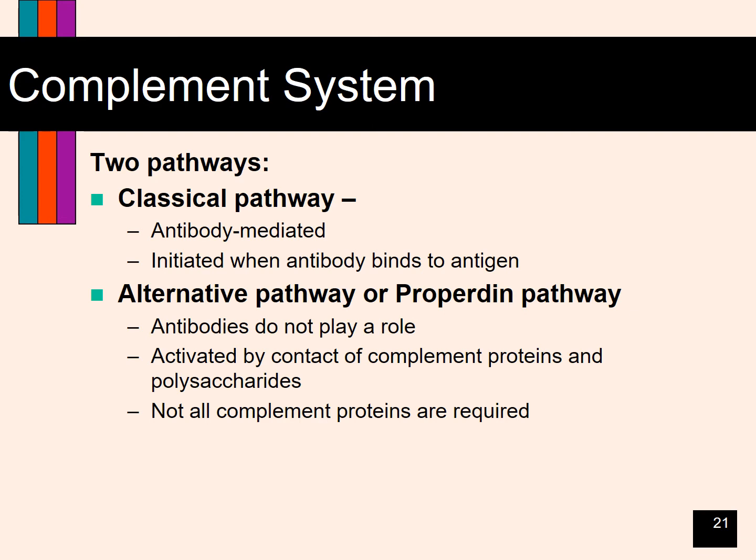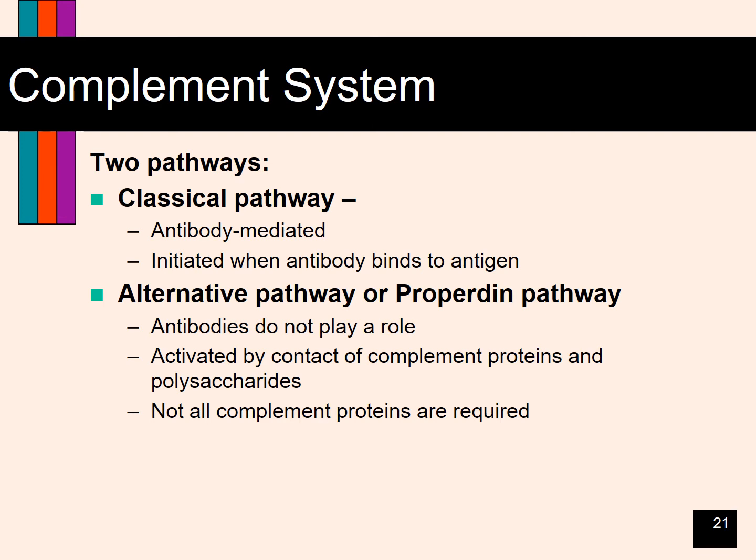Okay, so there are 2 pathways. There is the classical pathway, which is initiated by antibody binding to antigen. And then there is the alternative pathway. In the alternative pathway, there are no antibodies. There are actually different complement proteins that bind to the cells and activate a third complement protein in the pathway, C3.